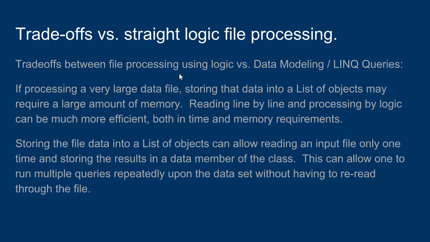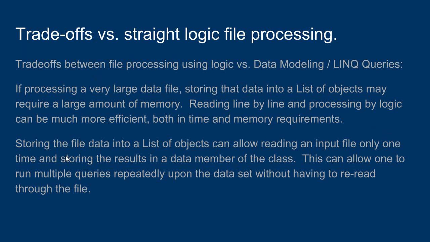Instead, if you just read the data from the file line by line, you can process the values in line, throw the line away, and then get the next line. So sometimes doing straight logic processing as you read each line is a very fast, efficient way to handle file processing. On the other hand, when you do inline processing like that, if you have to run multiple queries against the data set, that means you have to reread the file again and again and again each time you want to extract a result.